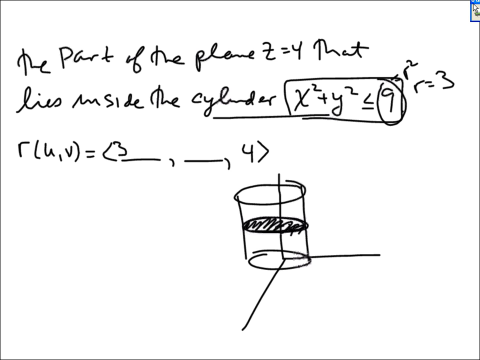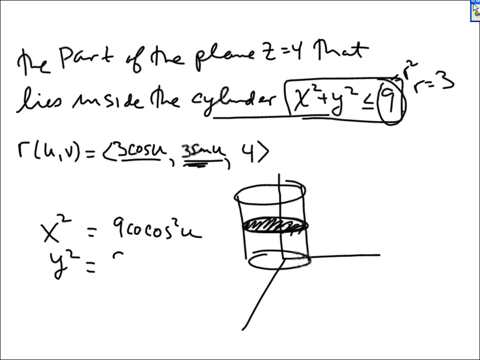So I'm just going to let the x value equal 3 cosine u, and the y value equal 3 sine u. After all, if I square the x value, I get 9 cosine squared u, and if I square y, I get 9 sine squared u, and if I add them up, I get what I'm supposed to. That's why it worked. If you have circles, you should use parameters like cosine u and sine u, cosine v and sine v. Okay, but nonetheless, they are the answer.